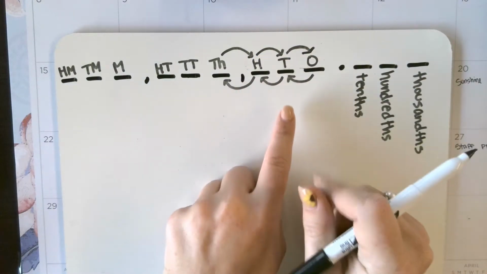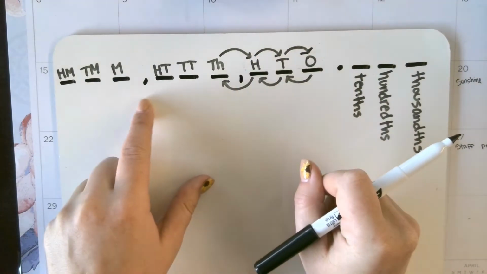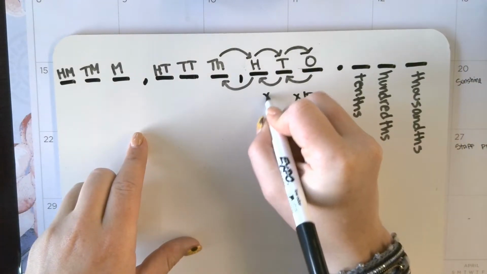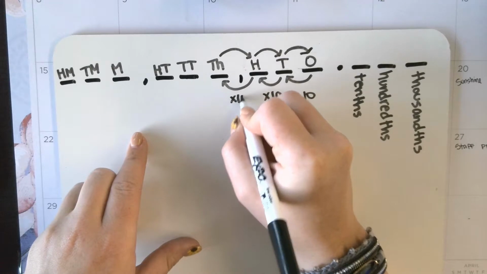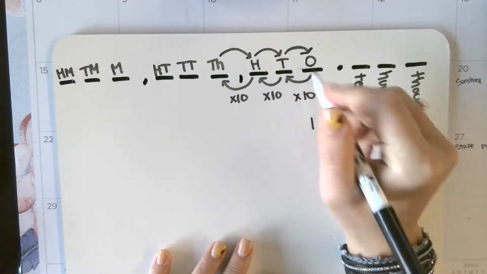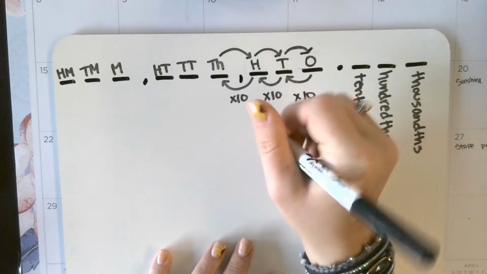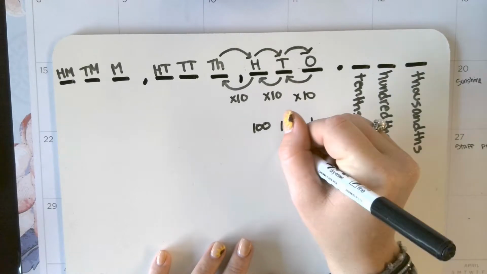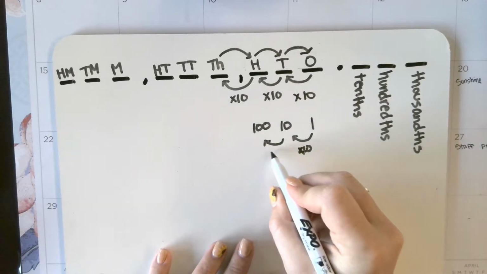So as they move this way in the number, the values are increasing by 10 times. So they're multiplying by 10 each time they go. So for example, in the ones place, we have a 1, tens place would be 10, hundreds place would be 100. So to get to each of those numbers, we have to multiply it by 10.